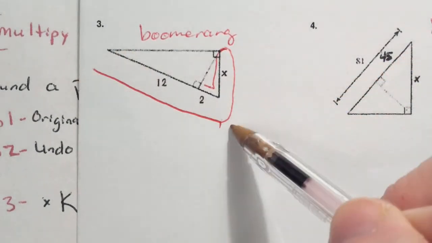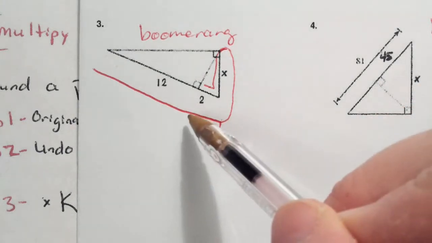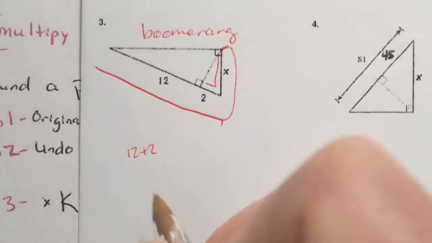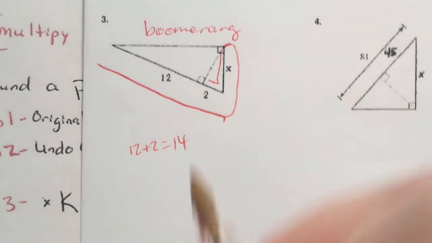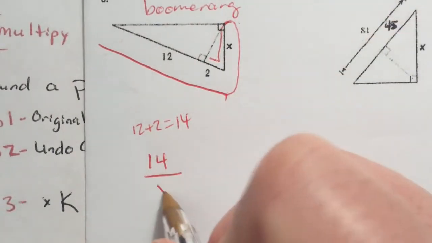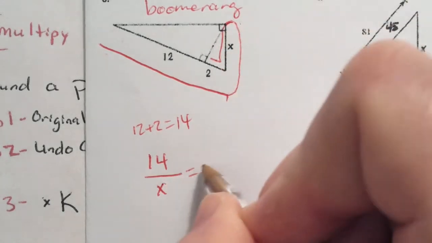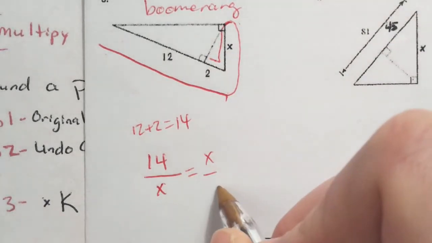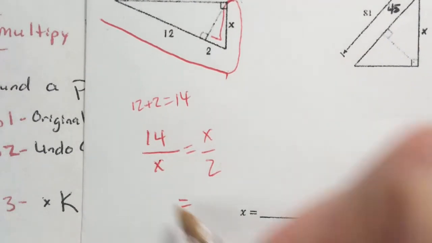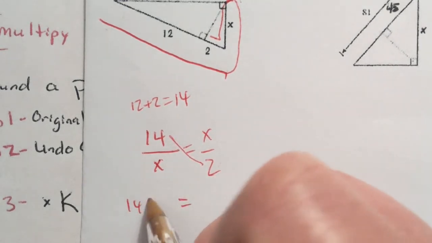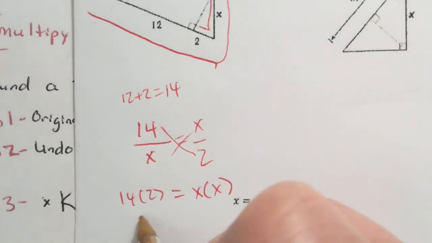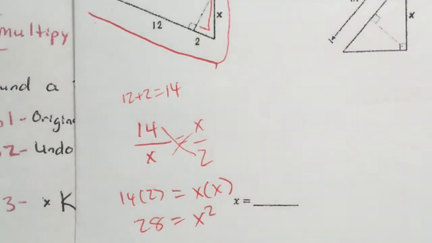So what's the entire distance? That's 12 and 2, so that'd be 14. So 12 plus 2, which is equal to 14, right? So we have 14 over x equals, now backtrack, x over, but you don't make it all the way home, so it's just a 2. Okay, equal sign stays in the middle, and we cross product. So these two go together, 14 times 2, and these two go together, which is x times x. So we have 28 equals x squared.